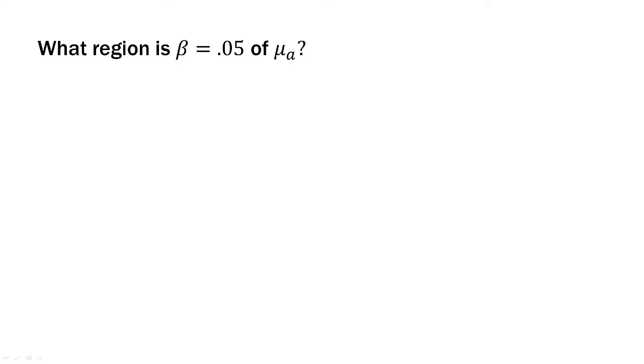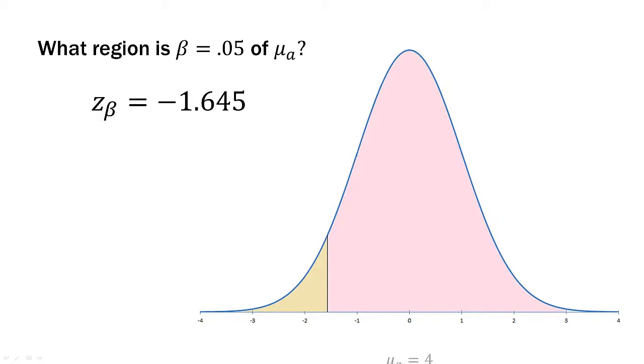So what region is beta of 0.05 of our alternative population mean? If we have our curve here, we know that our alternative population mean is 4, and therefore we have to find the critical value that lines up with a beta of 0.05. Remember the way these curves were set up in our previous example, because this population mean is above our hypothesized one, the beta values will be in the left-hand tail. So using our normal curve, we know that 5% of this distribution has a z-value of negative 1.645. Again, we can find that in our z-table. So that is the location of the 5% type 2 error rate.